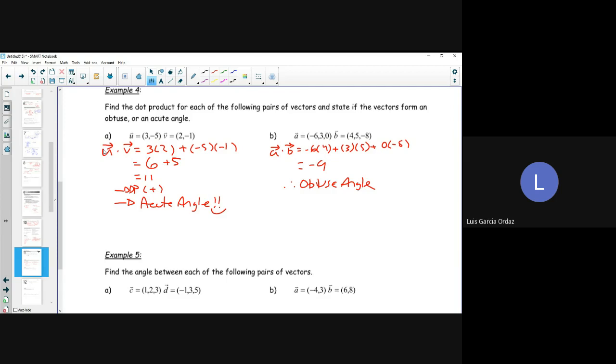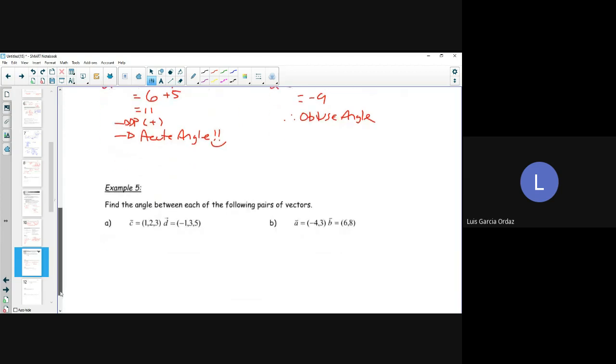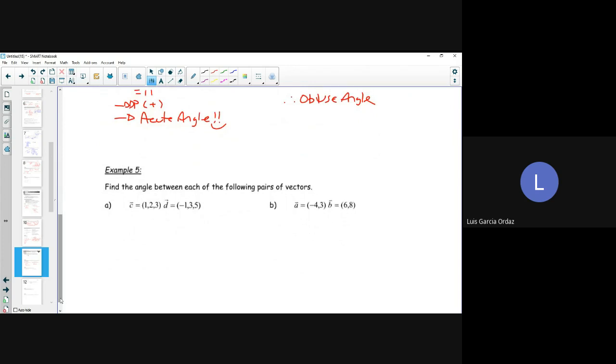Okay. And now example 5, I want you guys to find the angle between the following pairs of vectors. So the first one is vector C, which is 1, 2, 3, and vector D is negative 1, 3, and 5. So again, cos theta is equal to C dot product D divided by the magnitude of C times the magnitude of D.